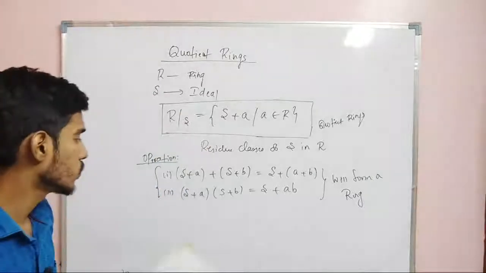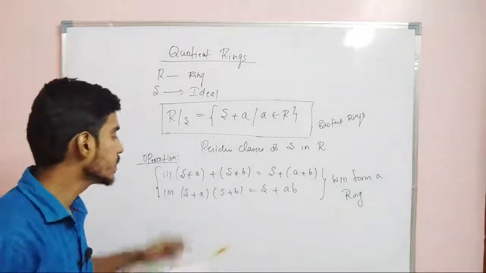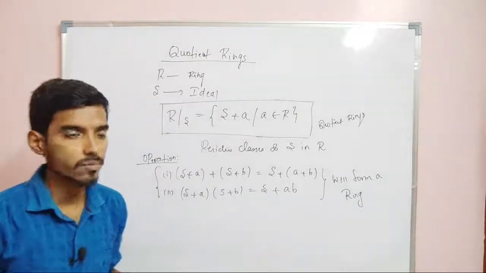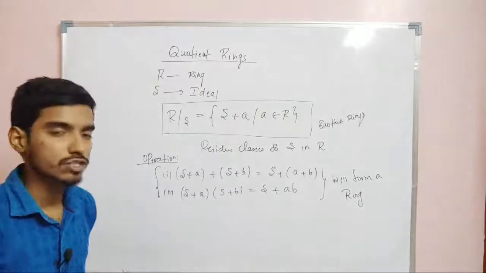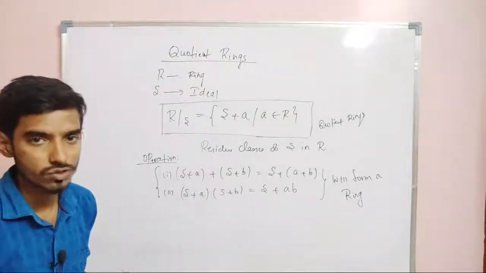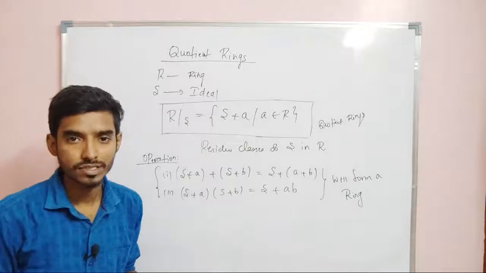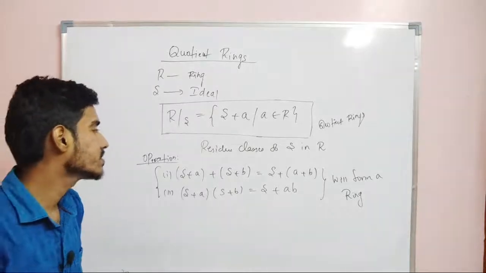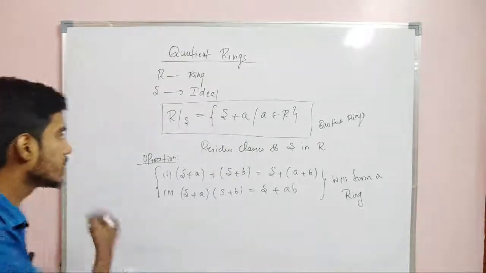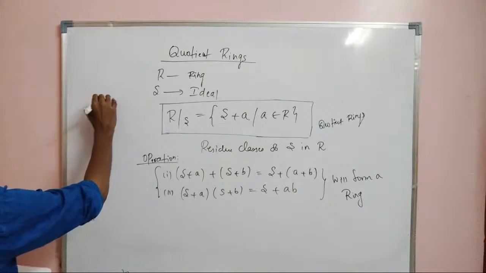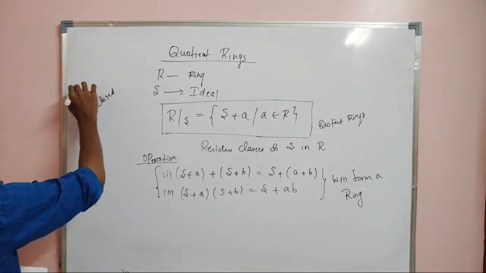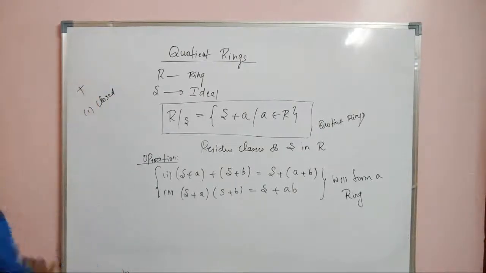Again, what you have to do is verify first that it is an abelian group with respect to addition, and with respect to multiplication, it has to be closed, associative, and satisfy the distributive law. Again, a very easy exercise, so I'll just tell it orally. First you will verify that with respect to plus it is an abelian group.